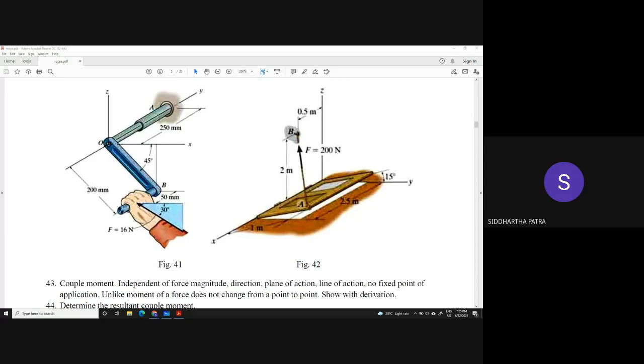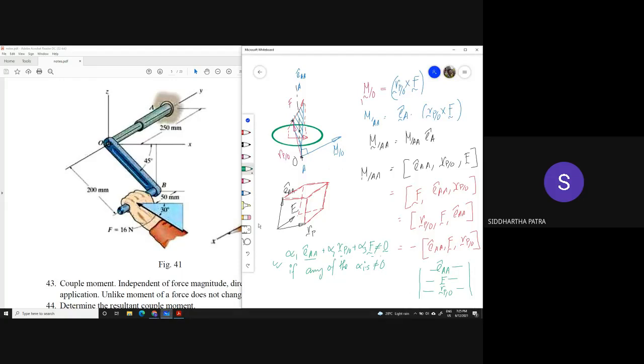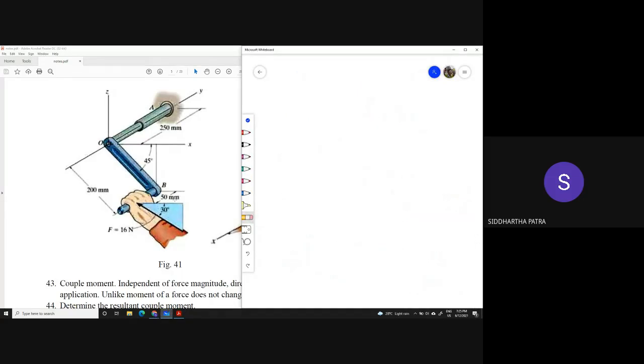Let's say if I try to get it with respect to point O right there. So with respect to point O, let's just start working on it. Again, the force lies on a plane which is parallel to the xz plane, but it is in front of the xz plane. So let's say this is the force F being applied to the handle.